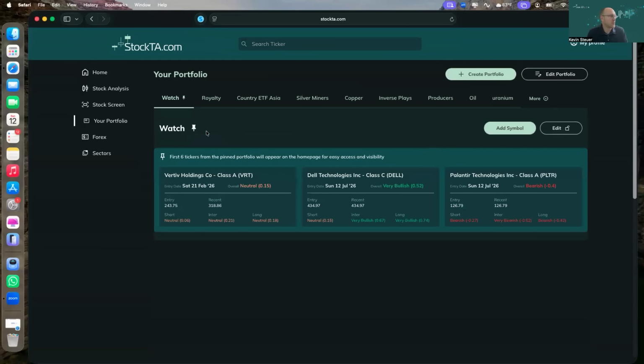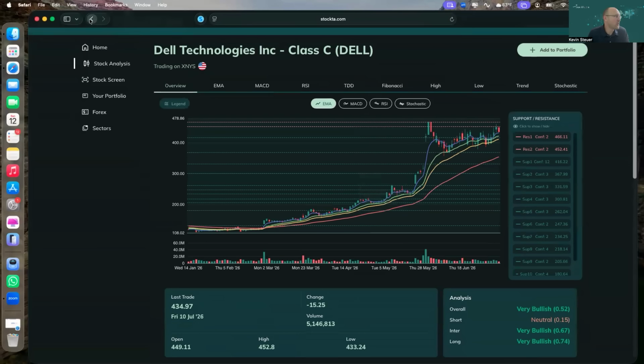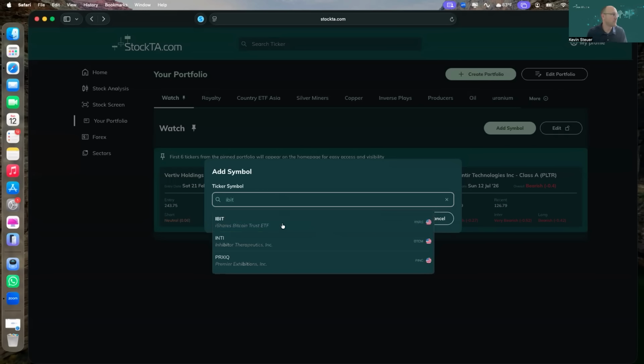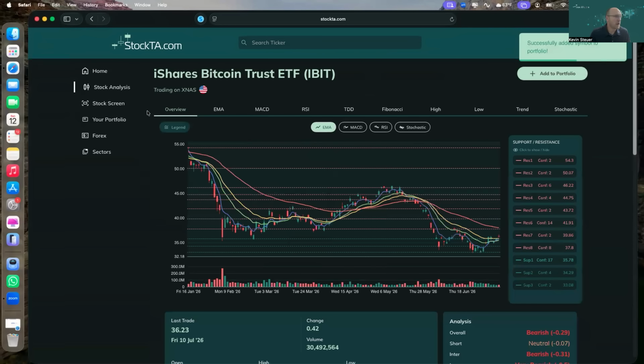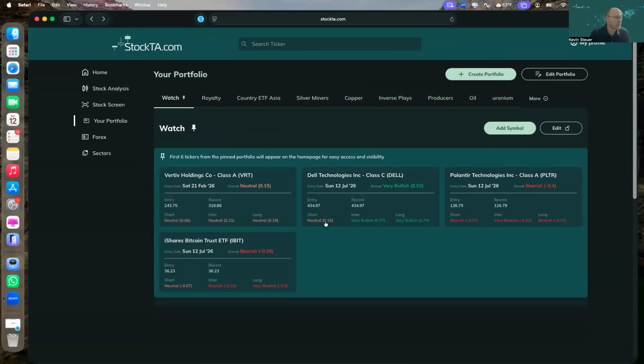So if this is your portfolio, you can add in whatever ticker that we cover that we watch. So if I'm long Dell, you can put it in your portfolio. So you can type in a symbol here. So say IBIT for crypto. Hit add, comes in right here. So now if you go to portfolio, it gives you what your entry was, what it recently was, short-term, intermediate, long-term. So it's just a really easy way to add in some different symbols.